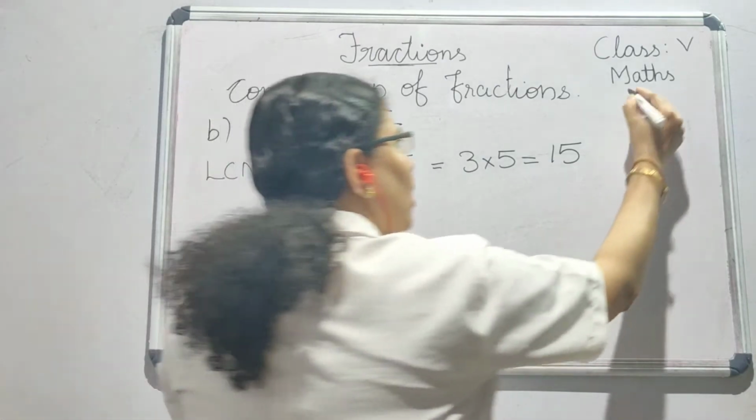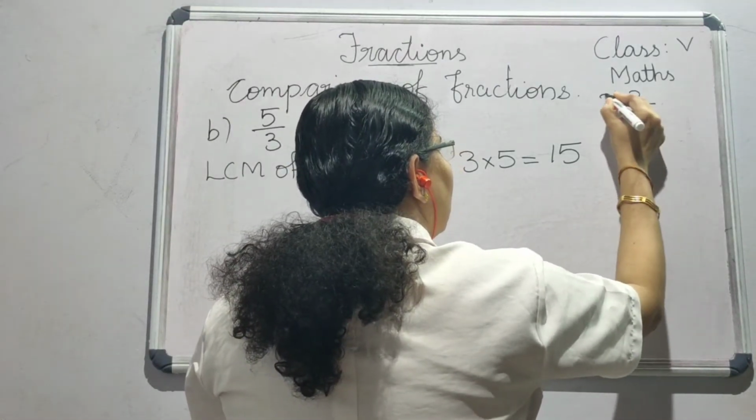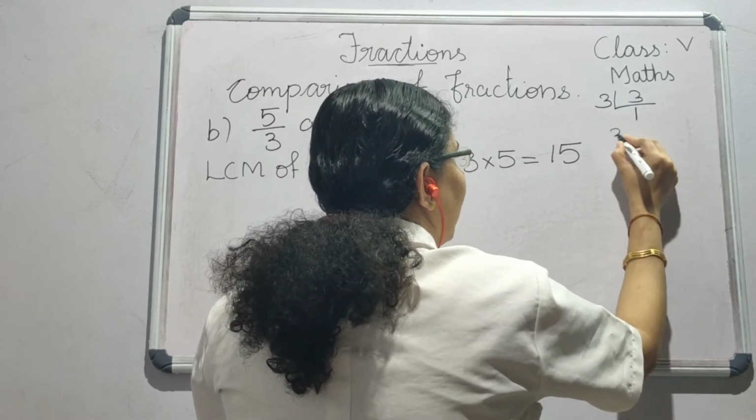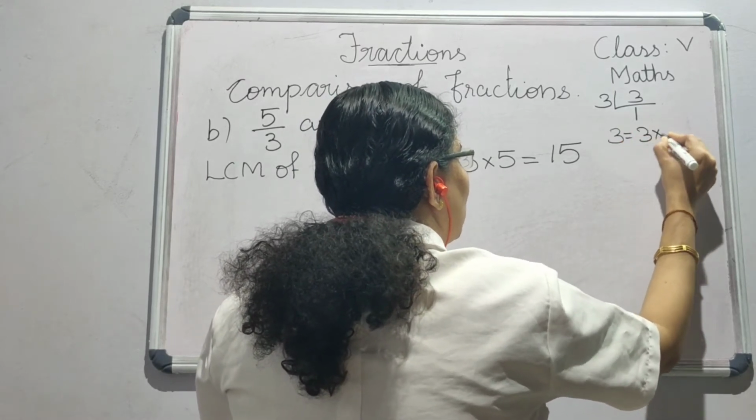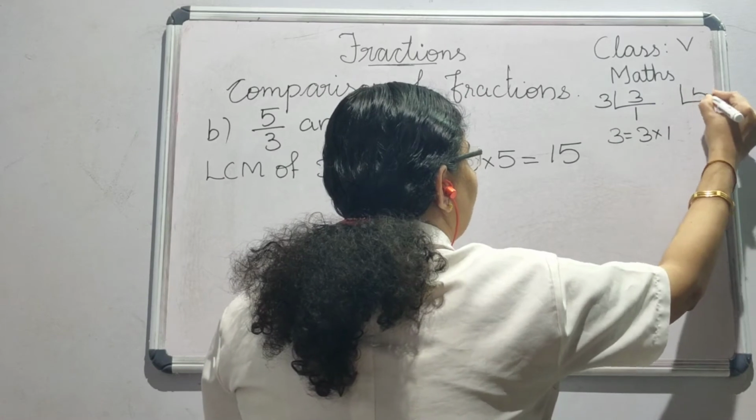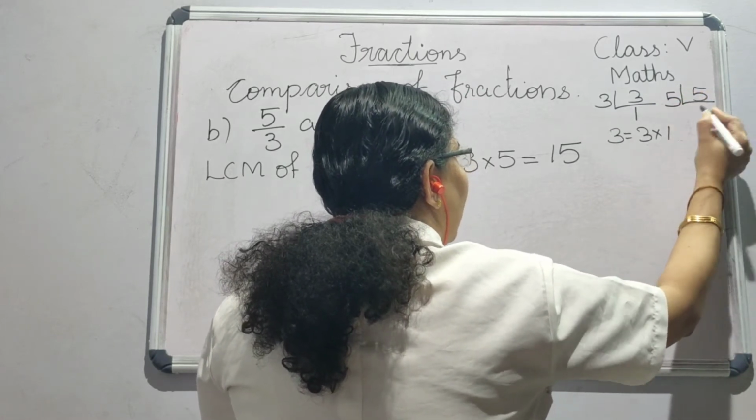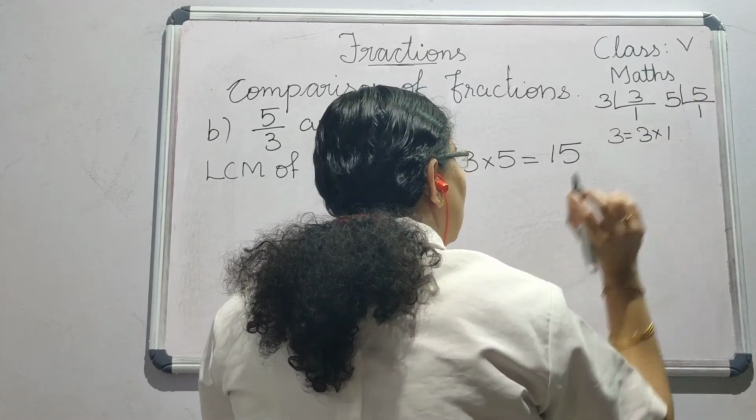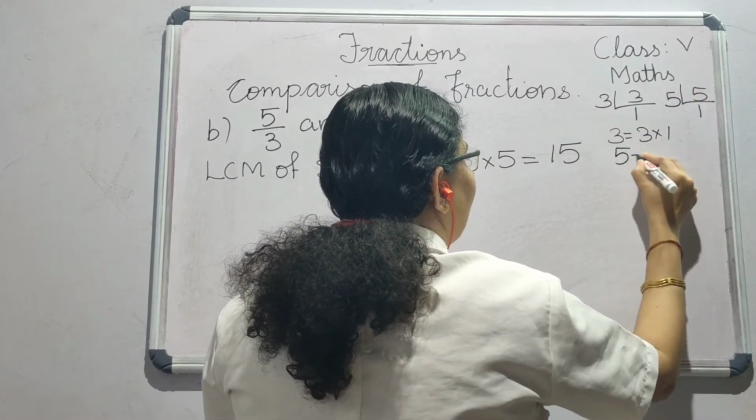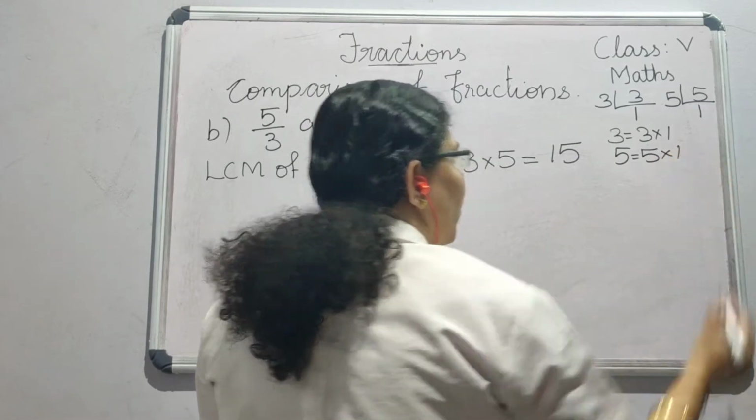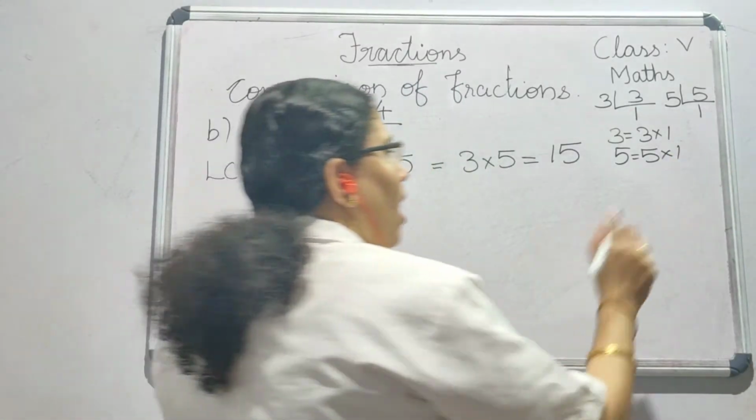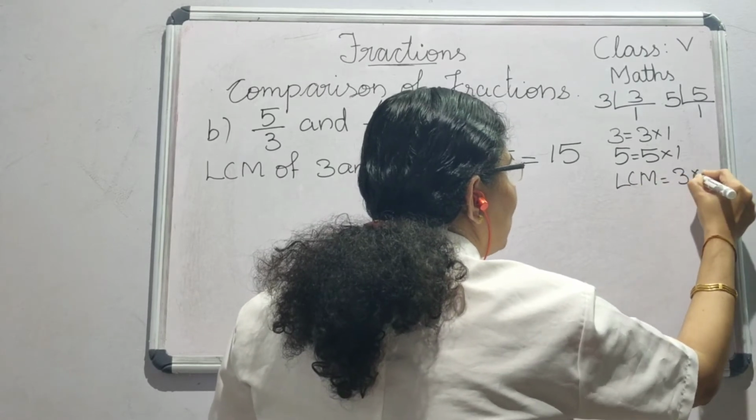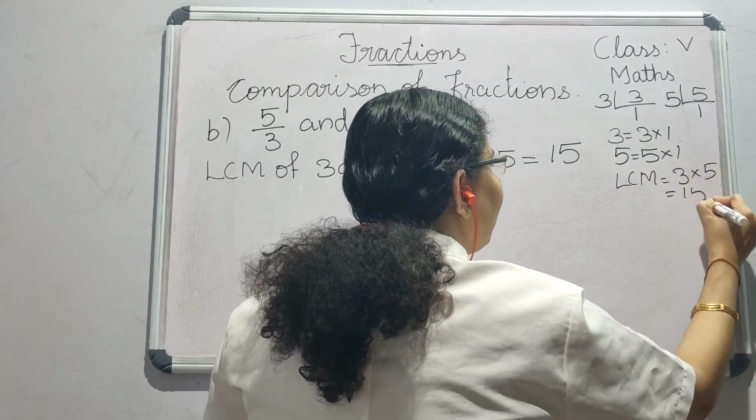You can check it. 3, you can divide it by 3 only and you will be getting 1. So 3 is equal to 3 into 1. And 5, we can divide it only by 5. Then 5 by 5 is equal to 1. So 5 is equal to 5 into 1. And the LCM is 3 into 5. We have got it as 15.